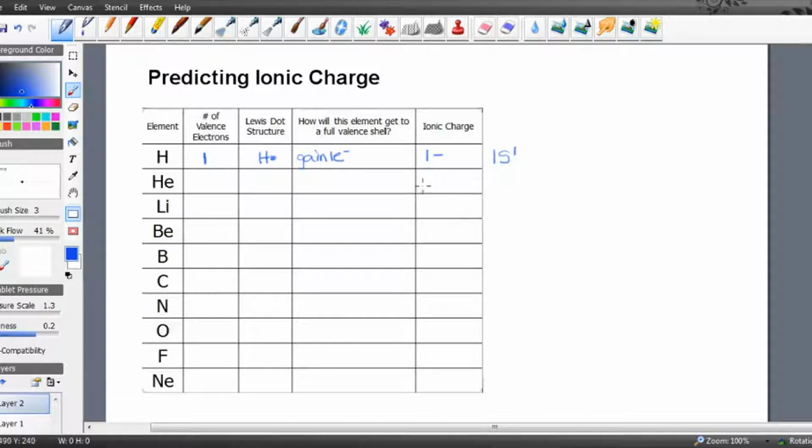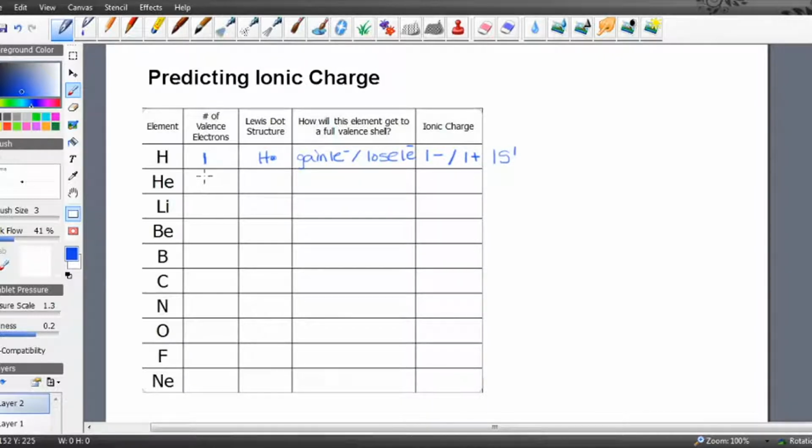Hydrogen can also become stable with no electrons at all. So if hydrogen were to lose 1 electron, it would also be stable with an empty 1s orbital. That would give hydrogen a 1 plus charge. So hydrogen is unique in that respect, where it can have a 1 plus or a 1 minus ionic charge.